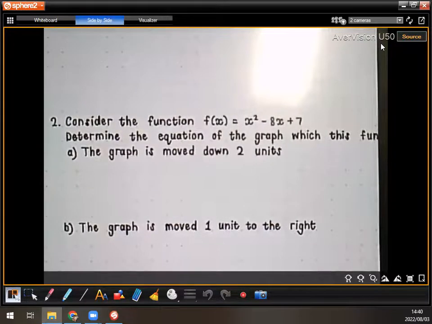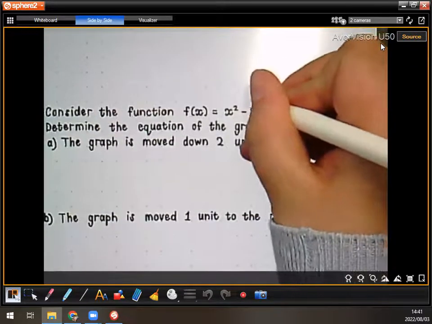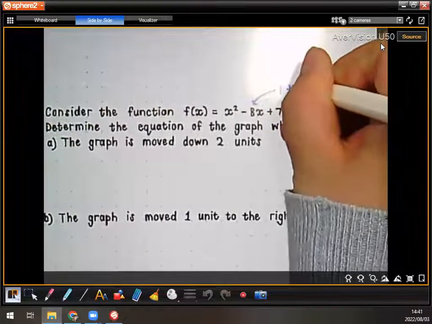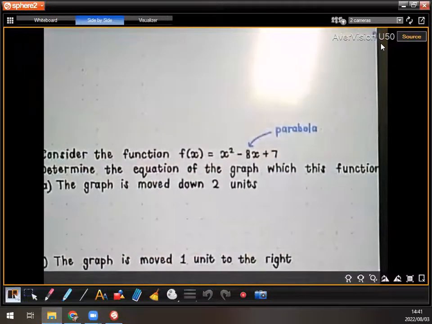Okay, so they're saying for number 2, consider the function f of x, which is x squared minus 8x plus 7. Guys, what type of function is that? What do you guys think? Parabola, right? How do I know that? Because of the x squared. Okay, it doesn't actually matter in this case, but we can just write that there. Just as a reminder, we are looking at a parabola in this case.